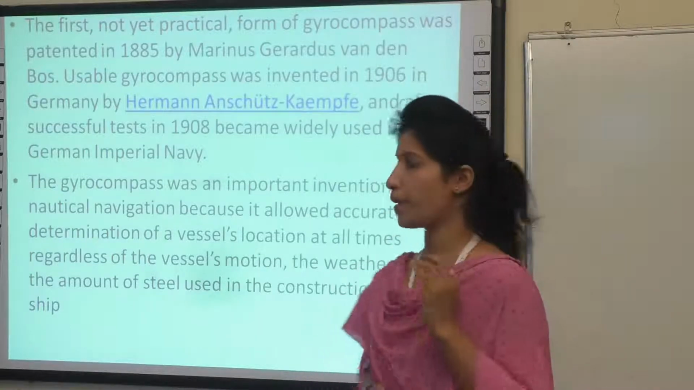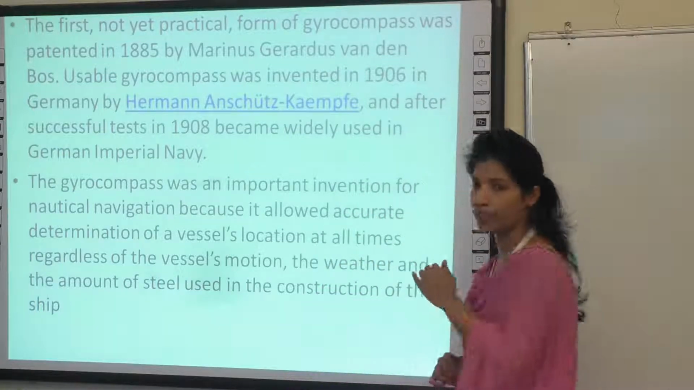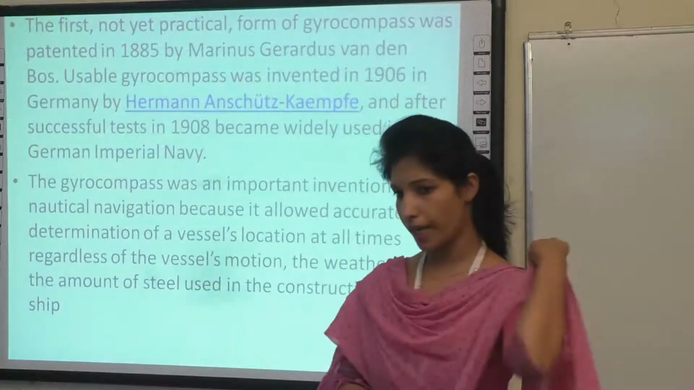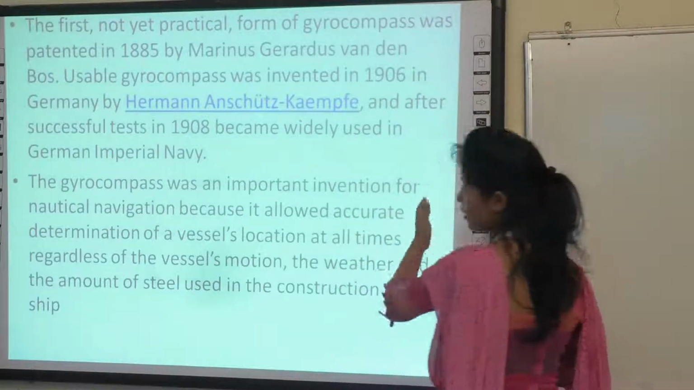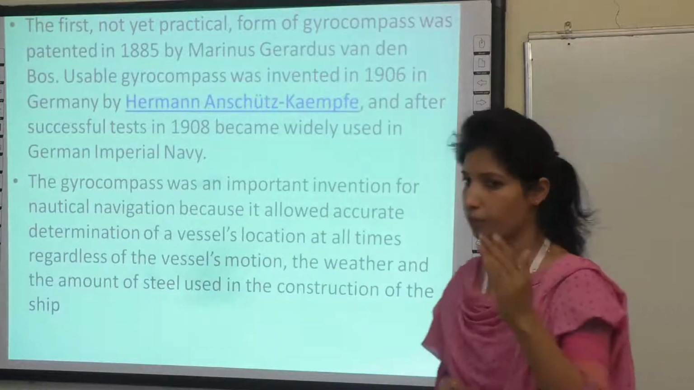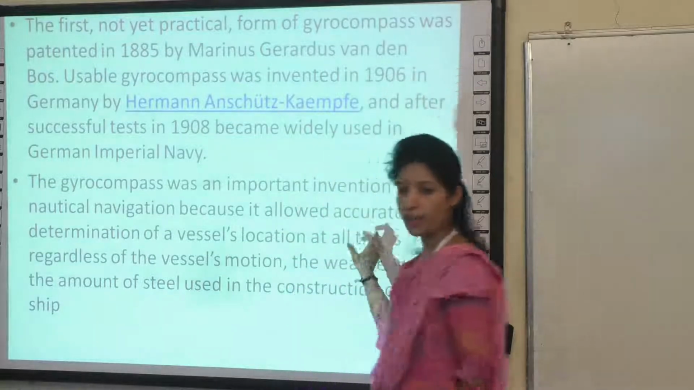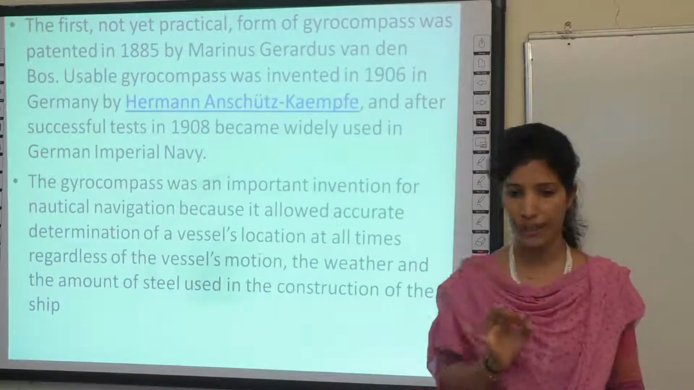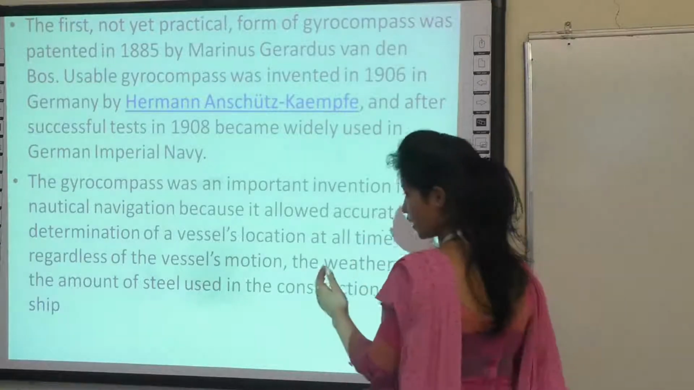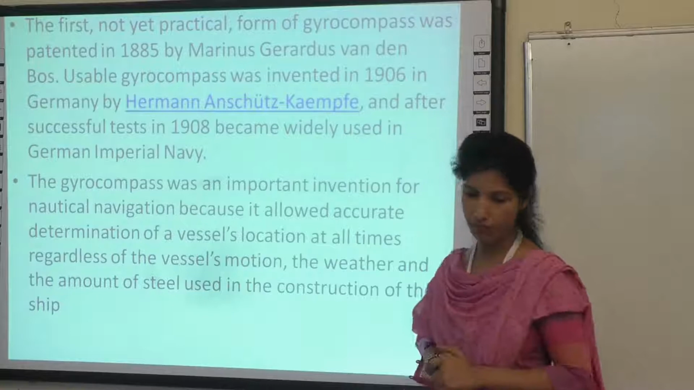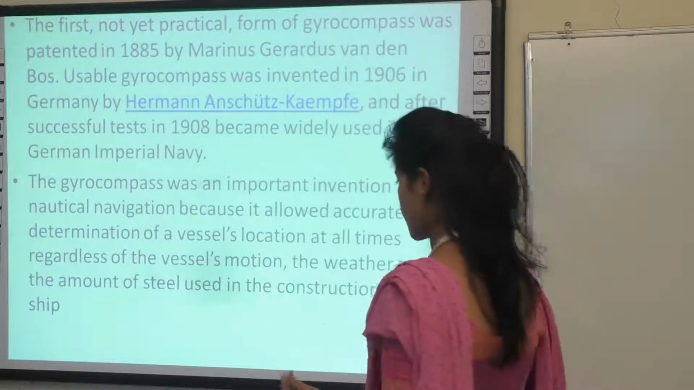1885 by the mariner Gordon, and a usable gyrocompass was invented in 1906 in Germany by another scientist named Hermann Anschütz-Kaempfe. After a successful test in 1908, it became widely used in the German Imperial Navy. The gyrocompass was an important invention for nautical navigation because it allowed accurate determination of a vessel's location. Now you have to understand what the use of the gyrocompass is in the navigation system.